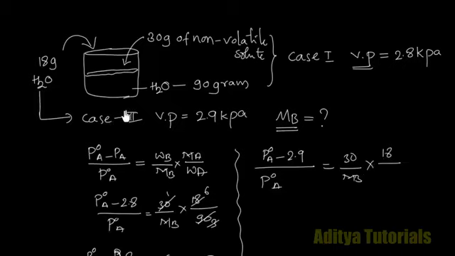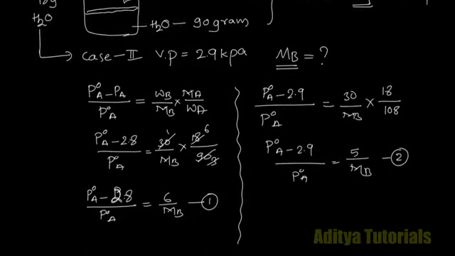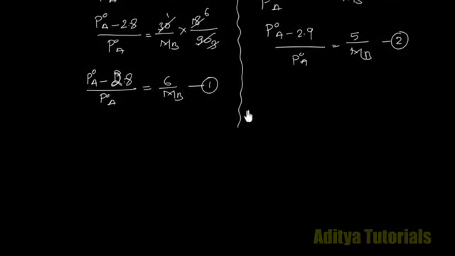But what about the mass of the solvent? Initially it was 90 gram, in that you are adding 18 gram, means it becomes 108 grams. After simplification, we get the equation: P naught A minus 2.9 divided by P naught A is equal to, it gets cancelled, and we get here 5 divided by MB. This is taken as equation number 2. These are the two equations we got.